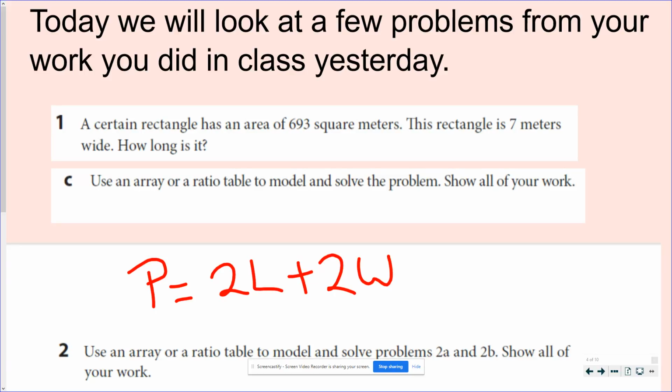So problem number 1 says a certain rectangle has an area of 693 square meters. The rectangle is 7 meters wide. How long is it? So first of all, we have to find out what that missing dimension is and then go back and use this perimeter formula to figure out how long the total rectangle is. So let's go to our screen to work out this problem.